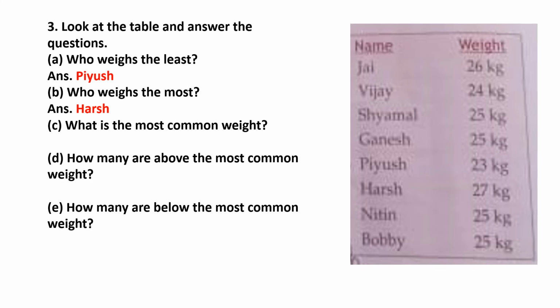What is the common weight? Most of them have 25 kg. How many are above the most common weight? You can see 2 are there above that, that is 27 kg and 26 kg. So Jay has 26 kg and Harsh has 27. So 2 are there. How many are below the most common weight? Again 2, and they are Piyush and Vijay.